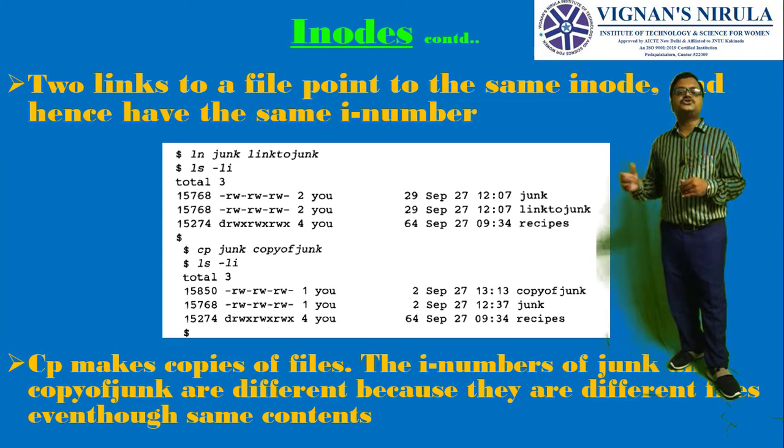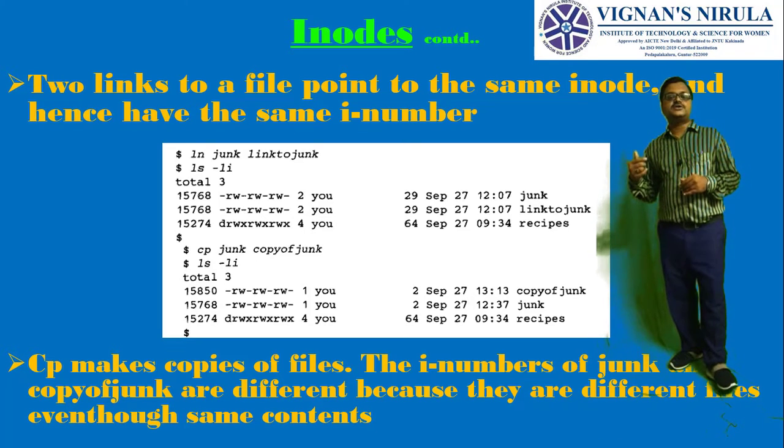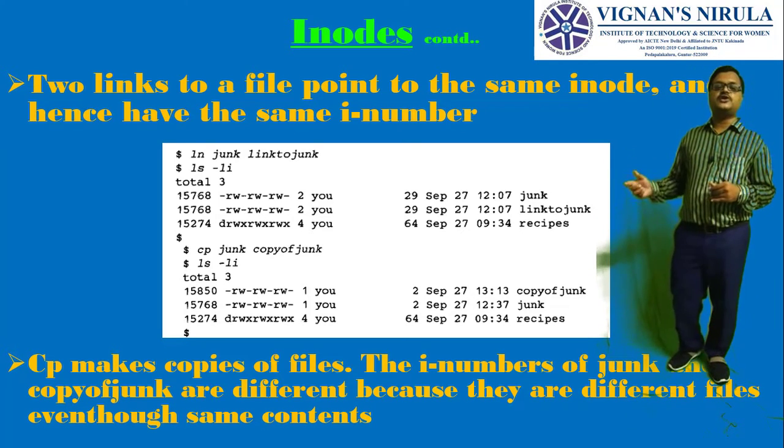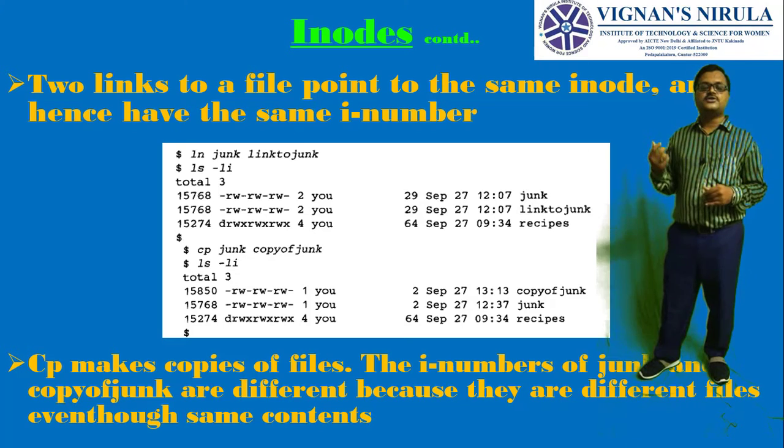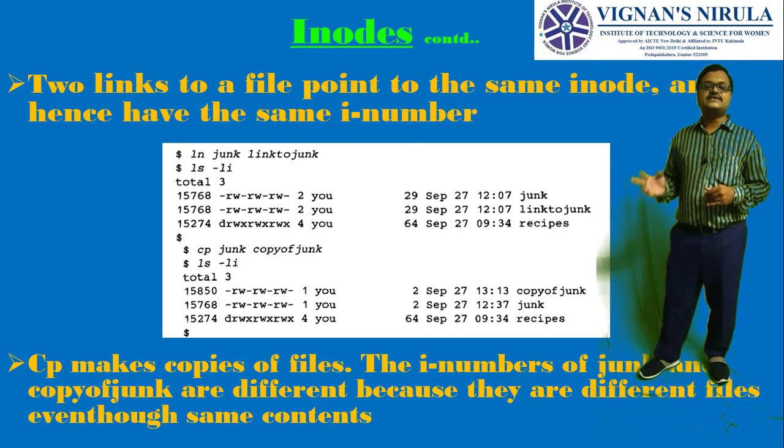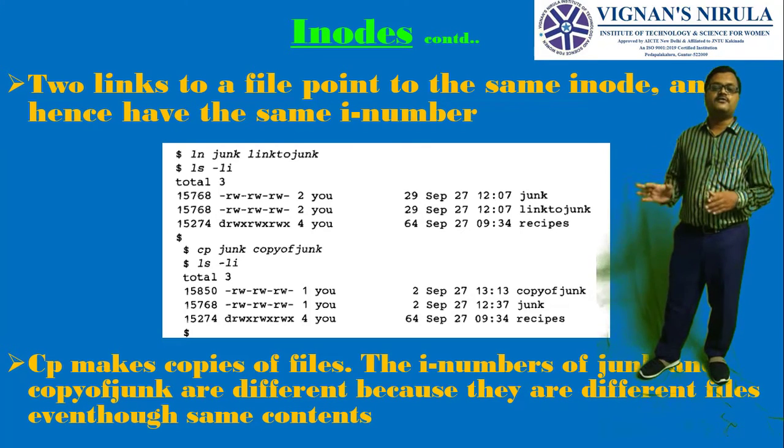For example, junk. ln junk link_to_junk. So link to junk is a new file created. Now what is the count? 2. And the size is the same and the time is the same. So only the number of links has changed, and there are different file names.